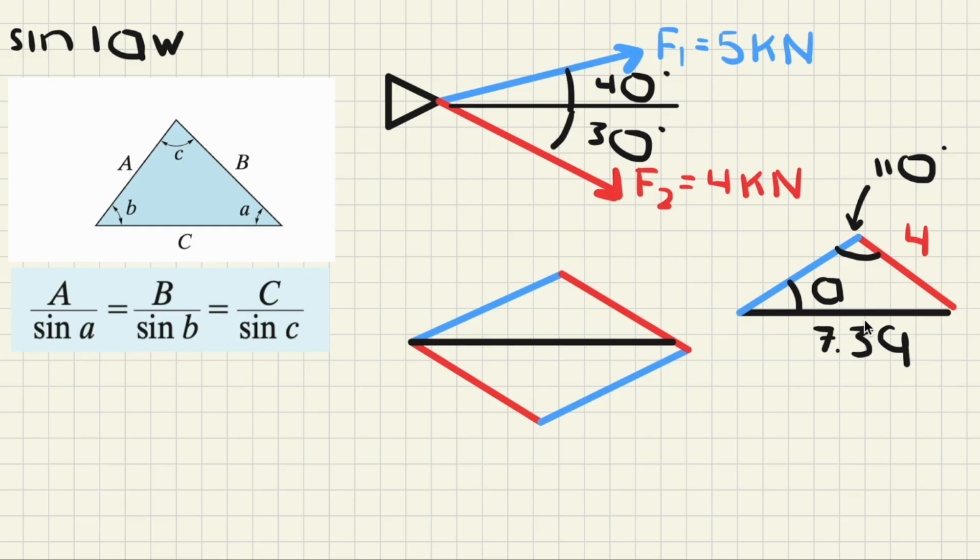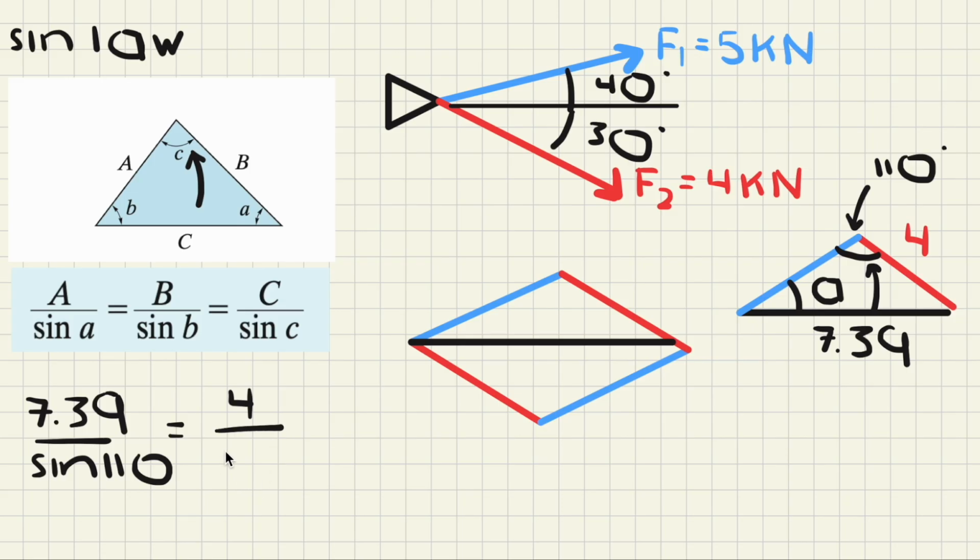So this, like C, 7.39, and it's going to go over the sine of its corresponding angle. So sine of 110. And then we're going to use this one, since we're solving for this, 4 over the sine of alpha, which we don't know.